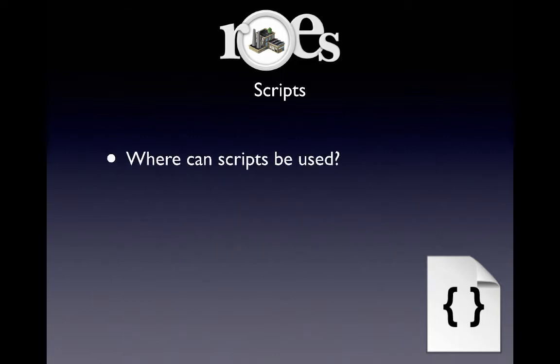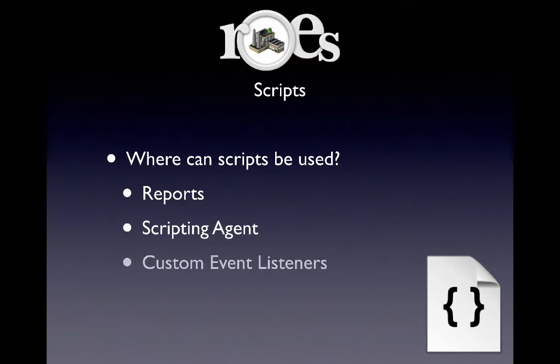So where can scripts be used? Well, they can be used in reports. We've also added a scripting agent so you can have them occur anywhere within your workflow. And then we've added a third option, which is a custom event listener. So events are happening within the system anytime, for example, like say an order gets processed. An event gets triggered off saying, hey, I just processed order so-and-so. And so you can have event listeners that get triggered on the occurrence of those events and then execute your script.